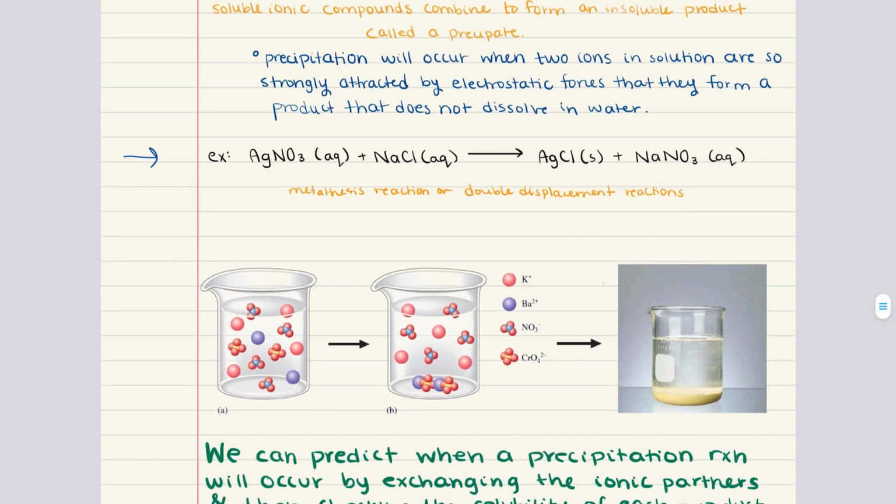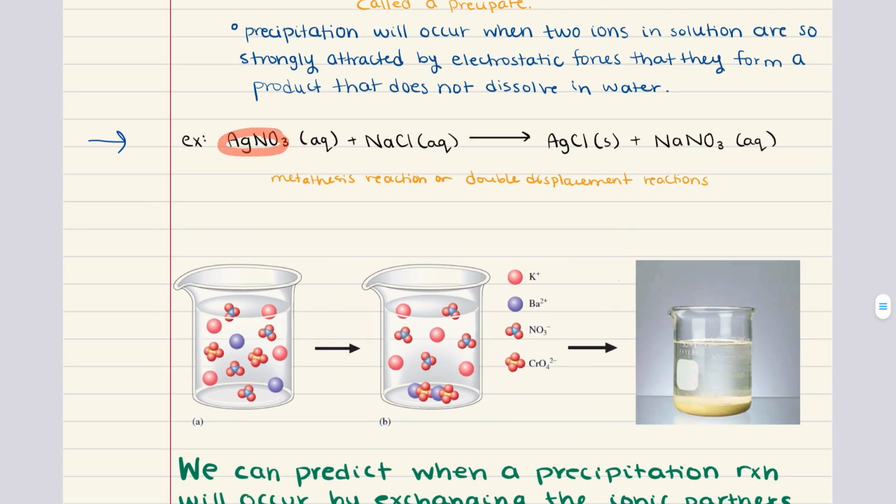What we're looking at here is silver nitrate and sodium chloride reacting together. These are the reactants, and they form silver chloride and sodium nitrate. Looking at this example, there has been a swap of cations and anions. The silver is now paired up with the chloride in the products, and the sodium is now paired up with the nitrate in the products. So we have this double displacement. We're going to talk about that in a second.